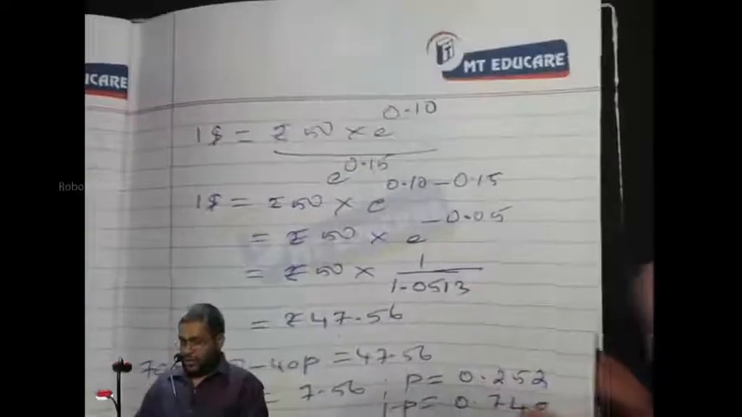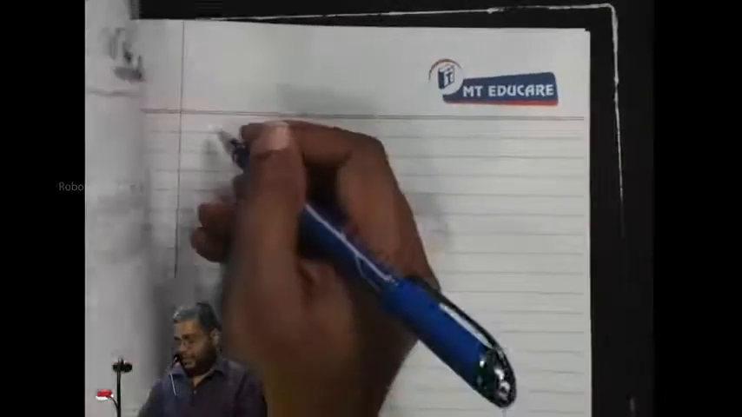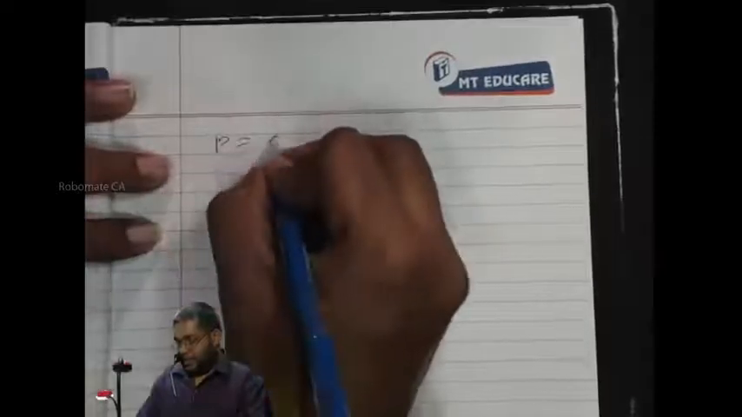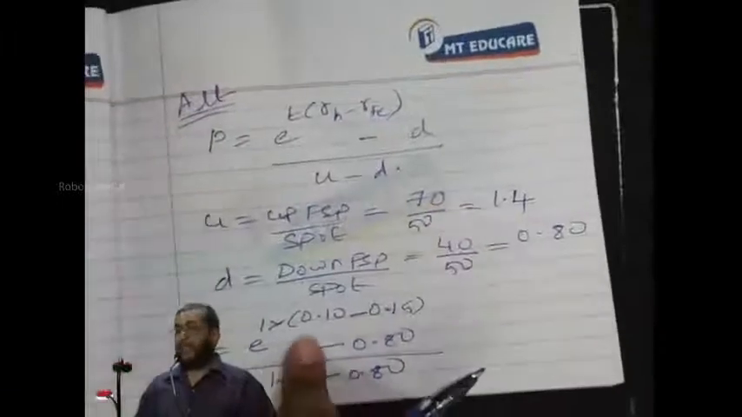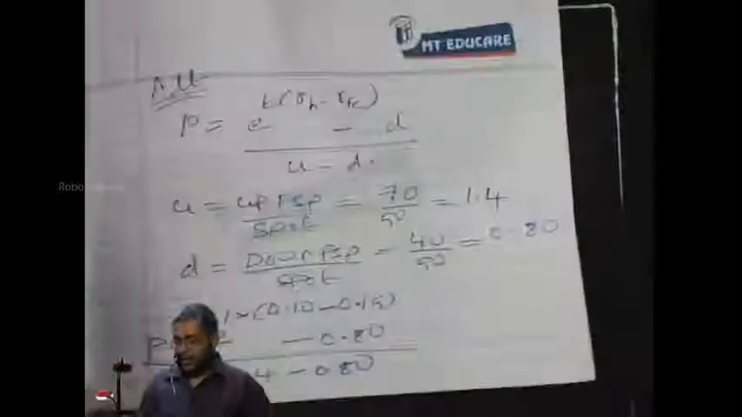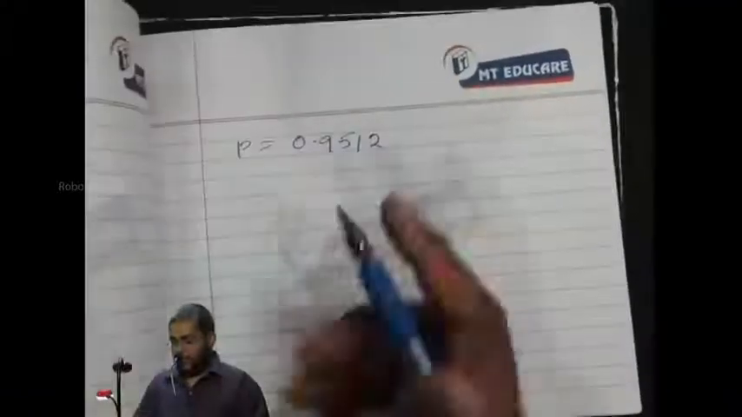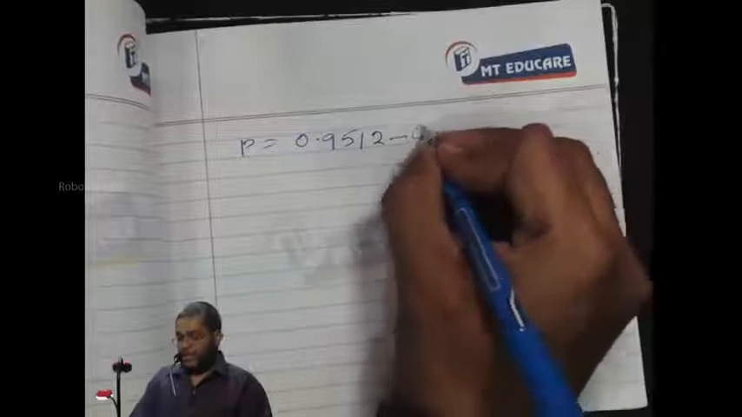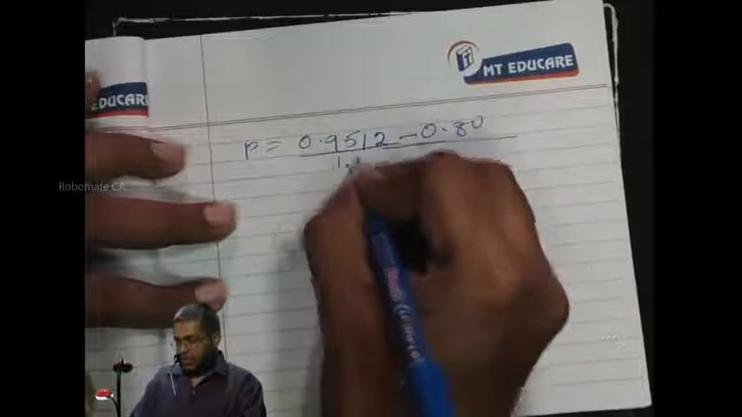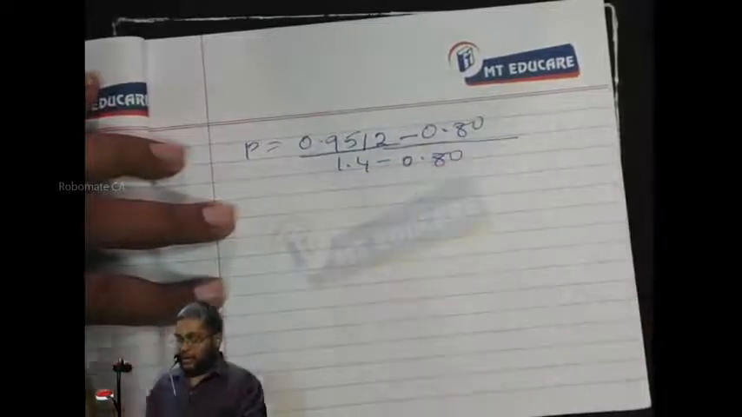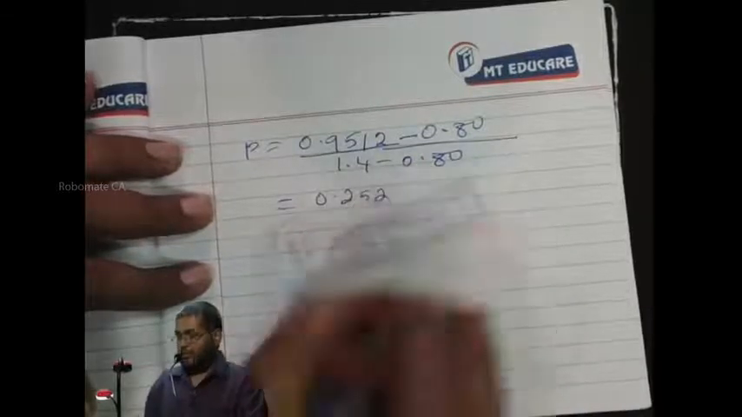We have found out here 1 by 1.0513. So P is equal to, e power minus 0.05 is 1 by 1.0513, which gives 0.9512. Minus D, 0.80, divided by U minus D, 1.4 minus 0.8. Tell me what is the number here? 0.252. Yes, 0.252.